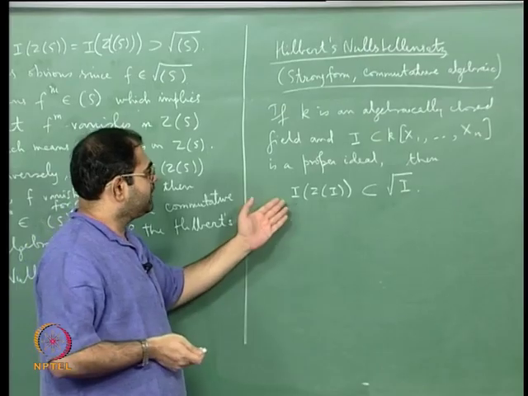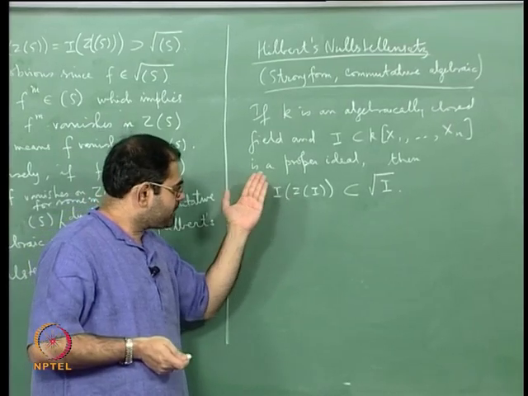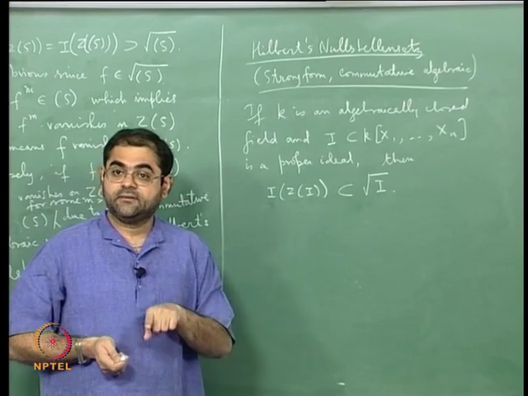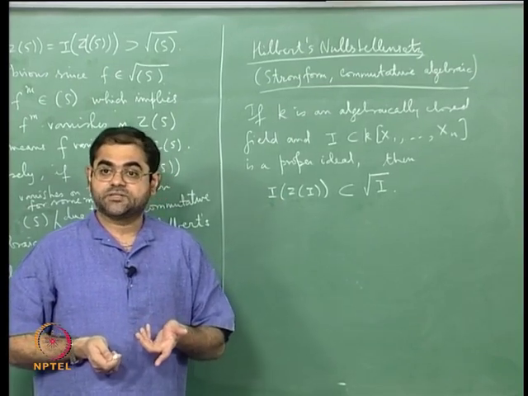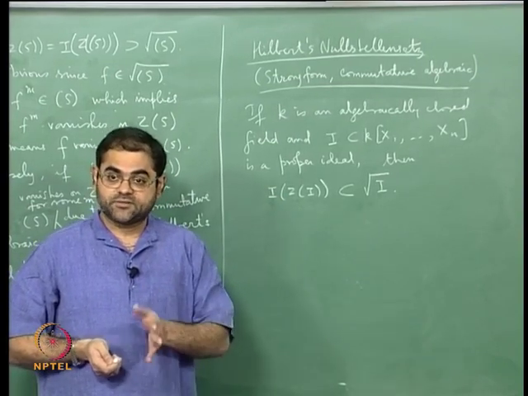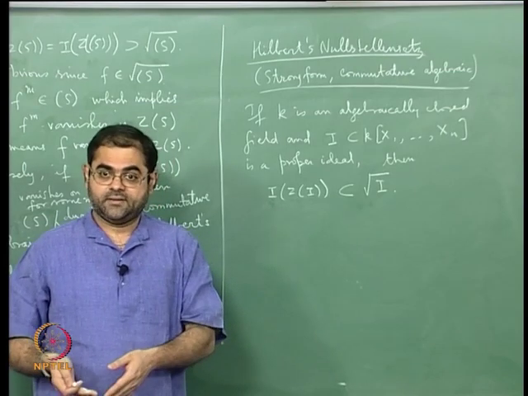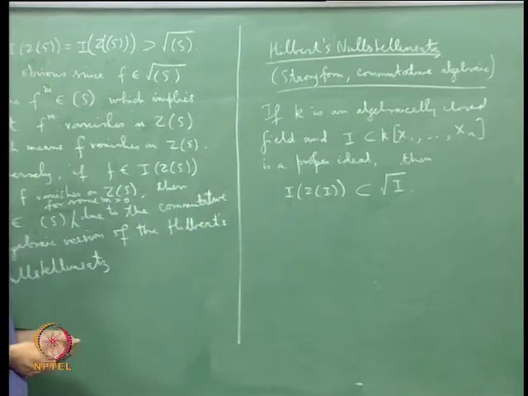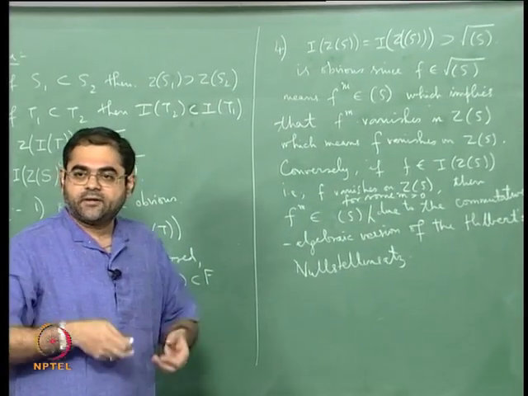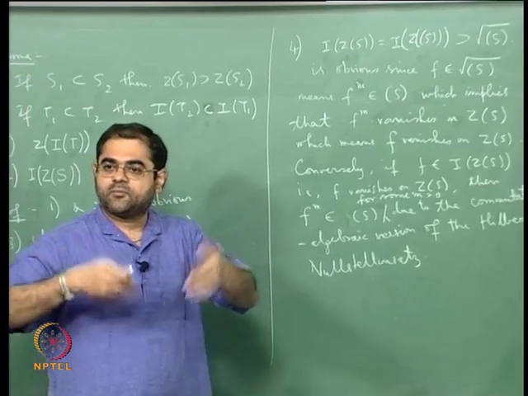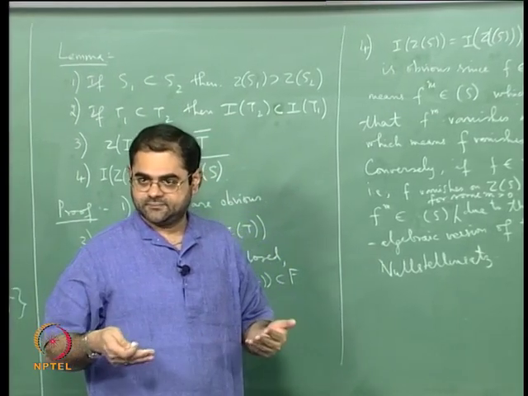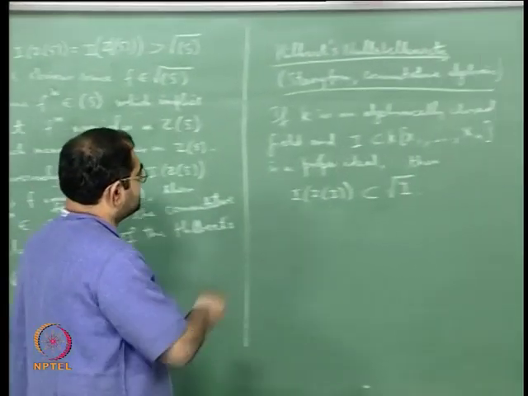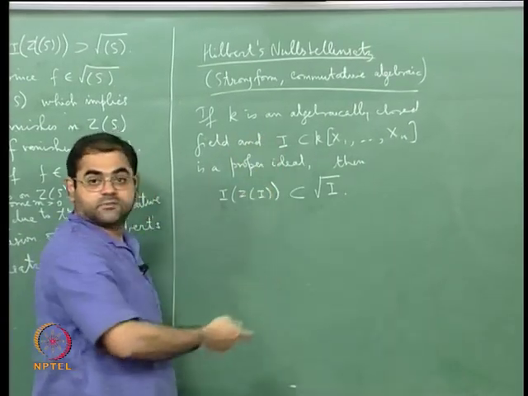And what this says is that if a function vanishes on the zero locus of an ideal, then some power of the function has to be in the ideal. The function may not be in the ideal, but some power is in the ideal, therefore the function is in the radical of the ideal. So you can think of the radical as expanding the ideal by taking all possible nth roots of elements in the ideal. So this is Hilbert's Nullstellensatz, the commutative algebraic form.